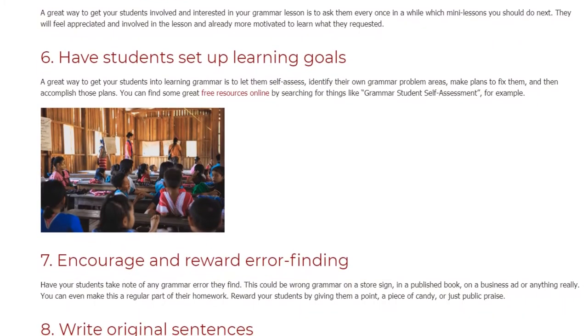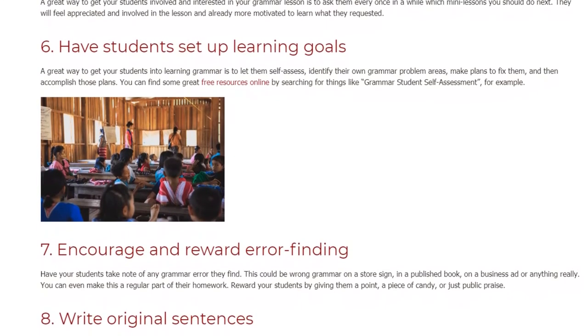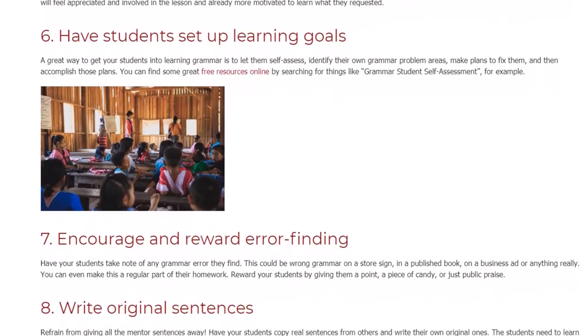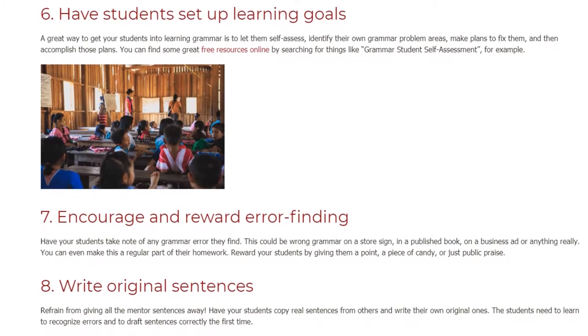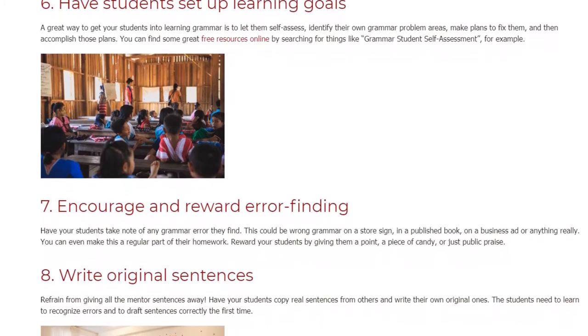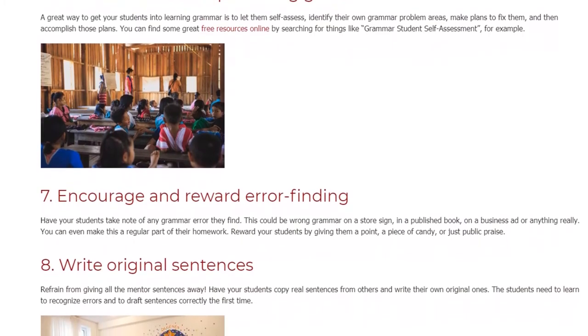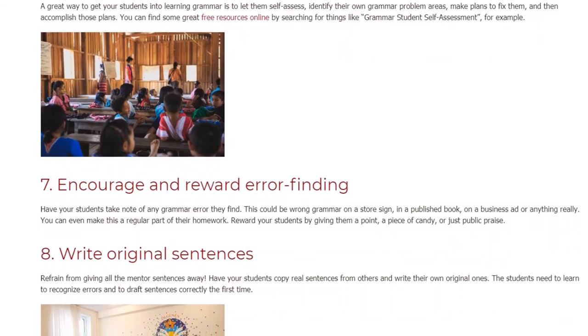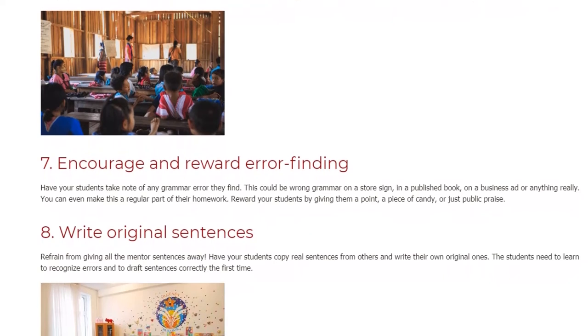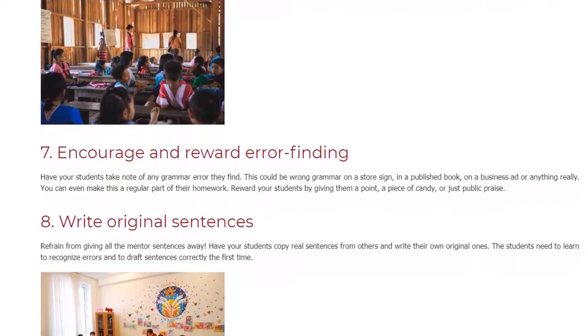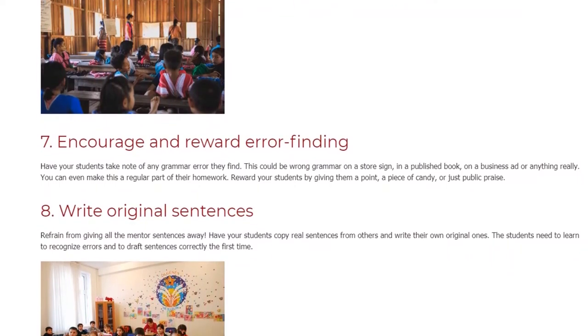7. Encourage and reward error finding. Have your students take note of any grammar error they find. This could be wrong grammar on a store sign, in a published book, on a business site or anything really. You can even make this a regular part of their homework. Reward your students by giving them a point, a piece of candy, or just public praise.